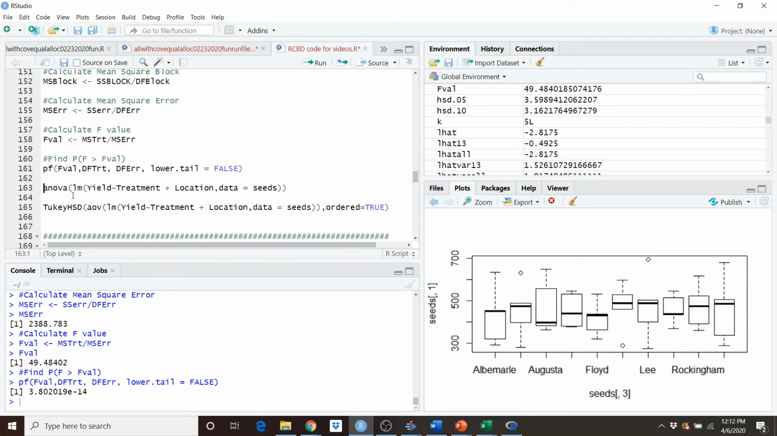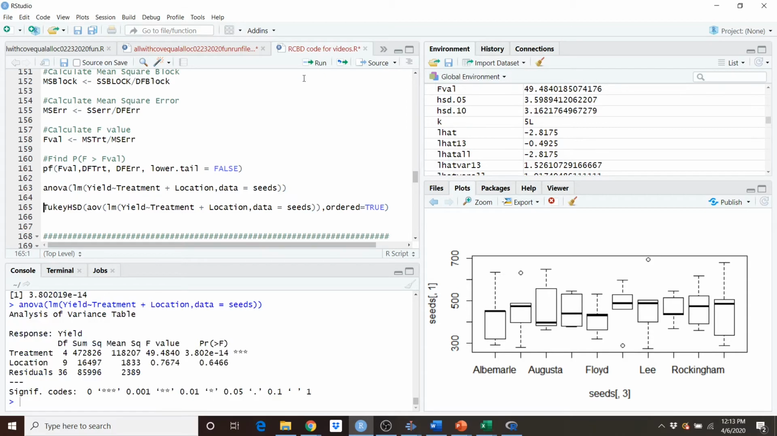And so what I have here is my yield modeled by treatment plus location. Notice there is no interaction between these two. This is simply the additive model we discussed in our last video. And so I've got my linear model statement nested inside my analysis of variance statement. And if I run this, 4 degrees of freedom, 9 degrees of freedom, 36 degrees of freedom for treatment, location, and residuals, respectively. Our sum of squares, well, let's compare.